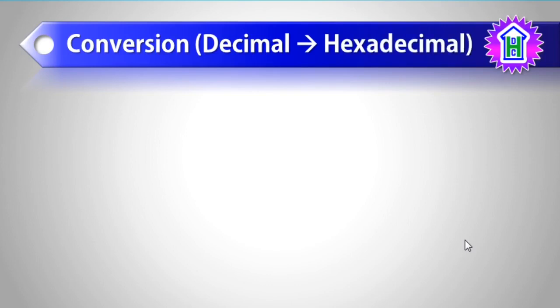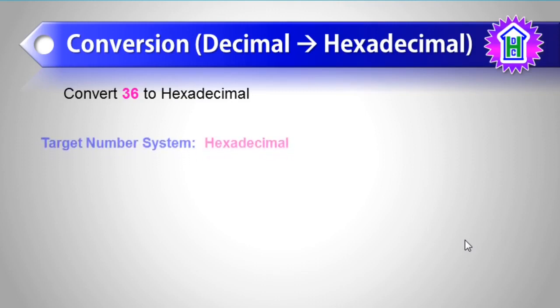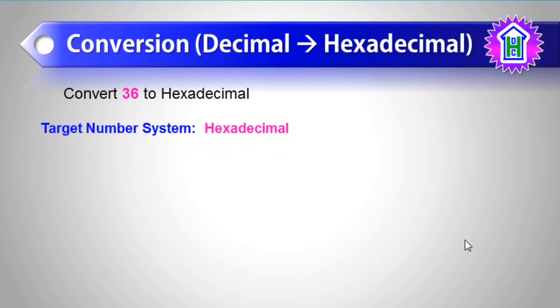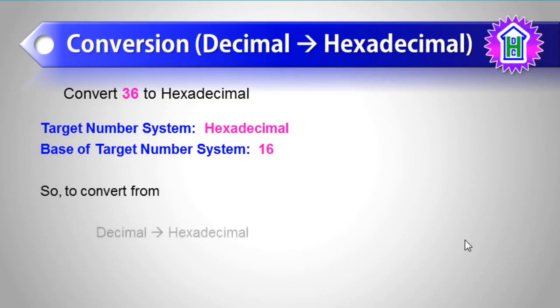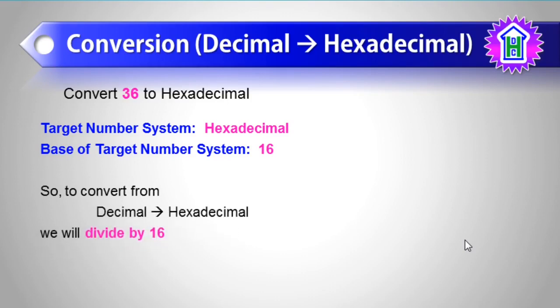Next, we are going to convert a decimal number to a hexadecimal number. Let us again convert 36 to hexadecimal. Target number system is hexadecimal. Base of the target system is 16. So to convert from decimal to hexadecimal, we will divide by 16.